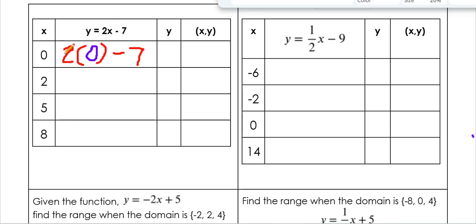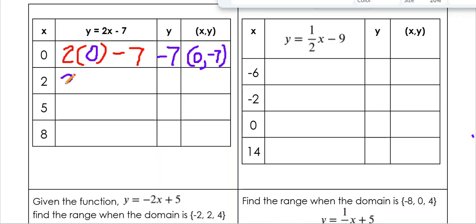Okay, so now let's do 2 times 0. What's 2 times 0? Well, that's 0. 0 minus 7 is negative 7. So what's my ordered pair? Well, my x value was 0. I plugged that in, and then my output, my y, was negative 7. There's my ordered pair.